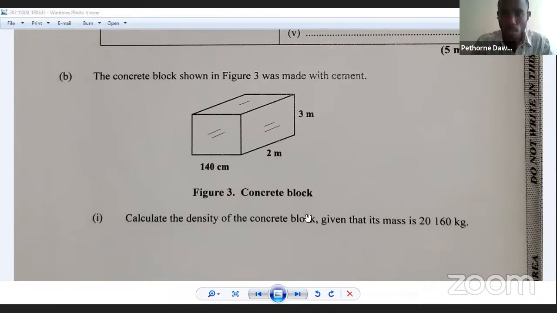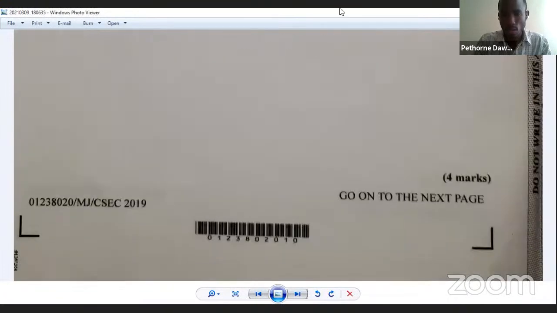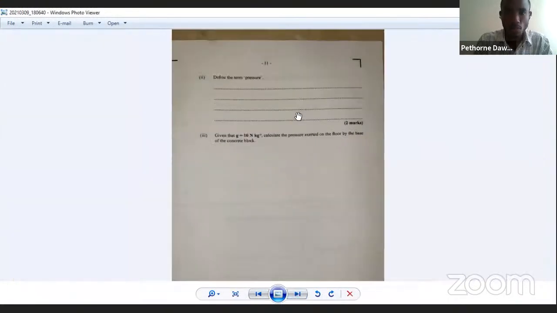So we have a situation where it is 2400 and the units are kilogram per meter cubed. All right, we'll go on to the next page.